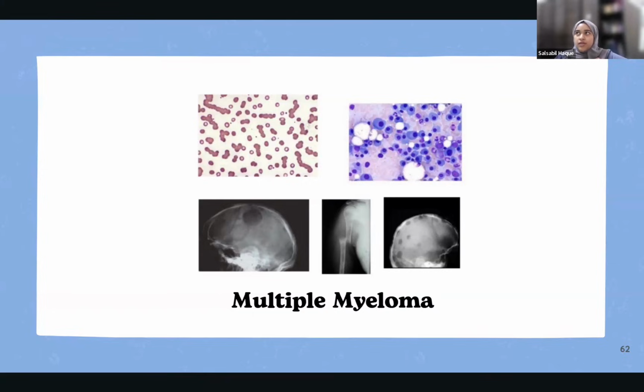So osteolytic bone lesions, they may present with pathological fractures, most commonly bone pain, anemia, fatigue, pallor, jaundice, renal involvement, so renal failure, symptoms of that, and symptoms of hypercalcemia.